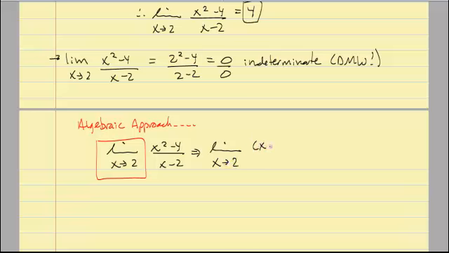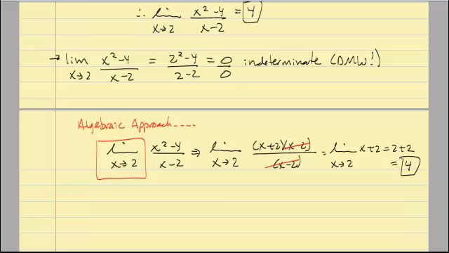x squared minus 4 factors into (x plus 2)(x minus 2), the difference of perfect squares, over the quantity x minus 2. And of course we can cancel factors. This is equal to the limit as x approaches 2 of x plus 2. Plugging directly in, we get 4. So out of those different methods that we used here, it looks like to me that algebraic is probably the easiest approach. Numerical is certainly computationally heavy. Graphical is not too bad as long as it's an easy graph to use, but algebraic approach looks pretty good here.